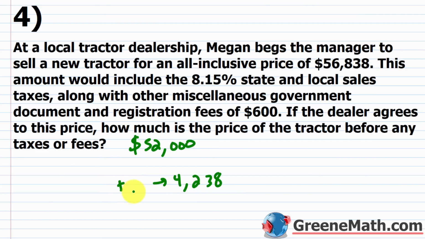Let me just put T for taxes. And then we know we have $600 in additional fees. Again, if you add these two amounts together, you get the 4,838. And if you add that to your 52,000, you're right back to your 56,838. So this answer is correct. It's going to be $52,000 for the price of the tractor before any taxes or fees.